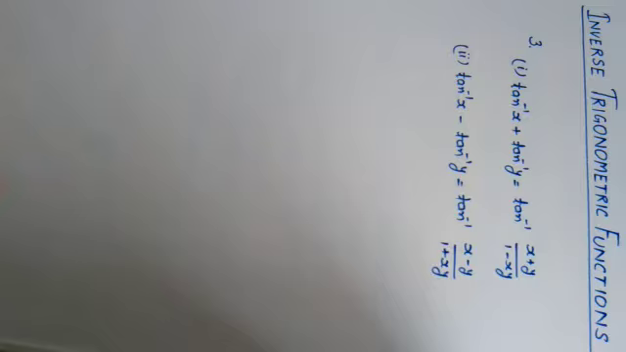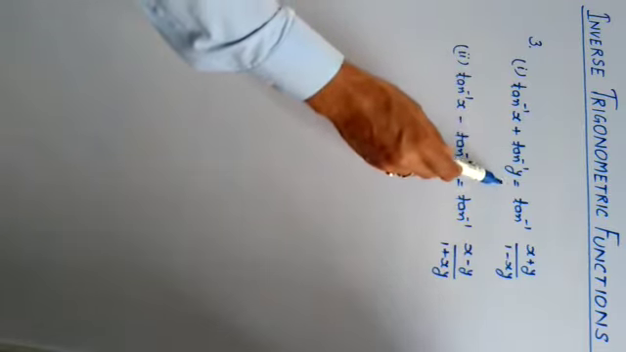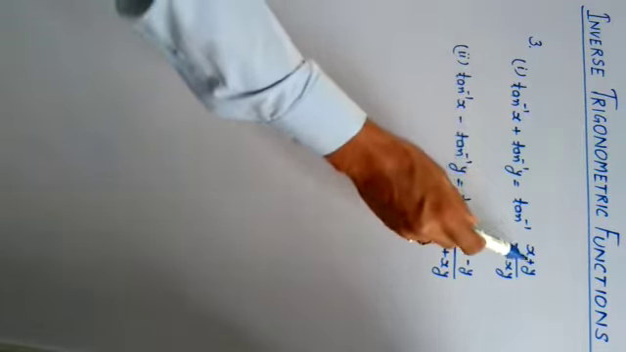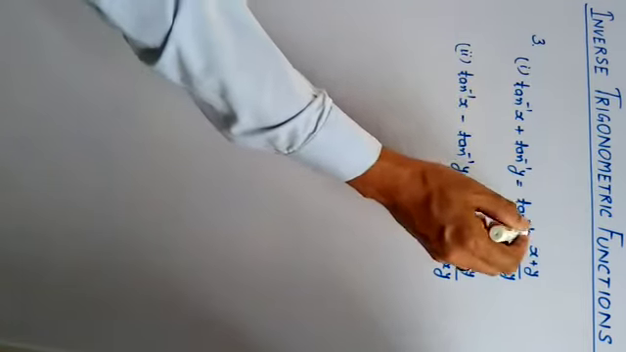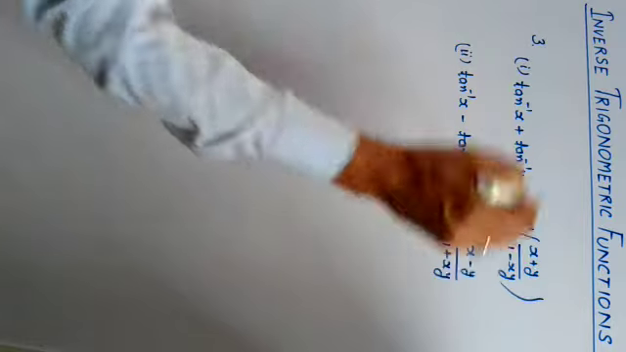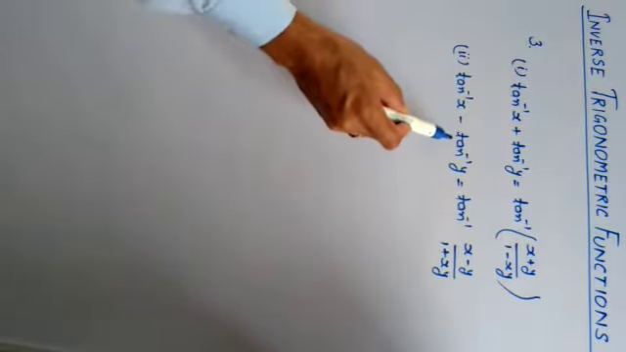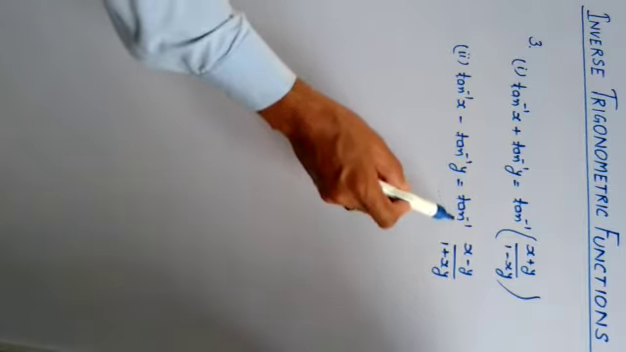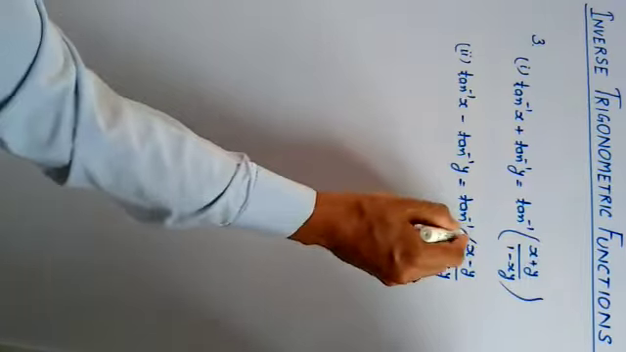Now third set of formula, which is the most important formula. Tan inverse x plus tan inverse y equals tan inverse of x plus y upon 1 minus xy. This should be the angle. Similarly, tan inverse x minus tan inverse y equals tan inverse of x minus y upon 1 plus xy.